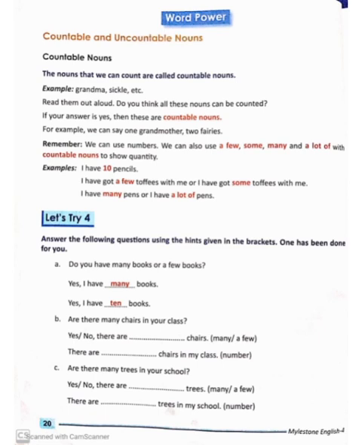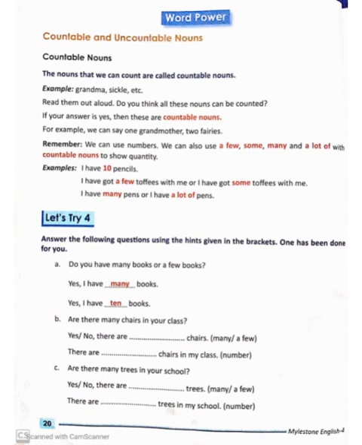Okay, so the next one is B. Are there many chairs in your class? So you know what to put here, right? Yes or no, there are dash chairs, many or few. Okay, you'll do it. There are dash chairs in my class. Give the number. Okay, I'll help you out.